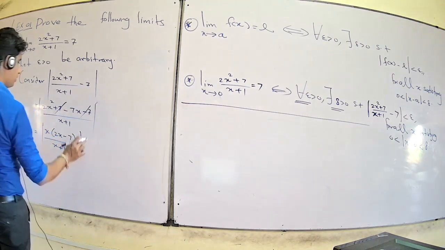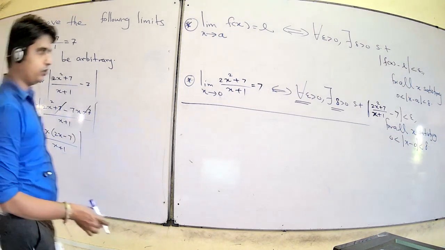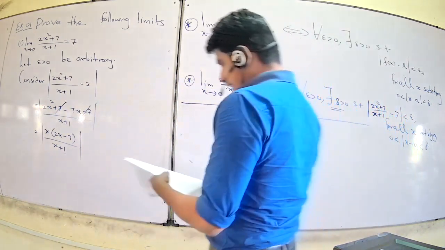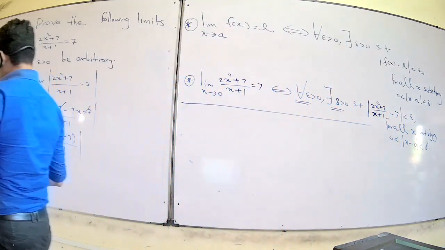You want to show that this one is less than epsilon, right? For this one, we can use this condition: 0 less than modulus of x minus 0, that is modulus of x, less than delta. We can use any values of delta. Let me check now.